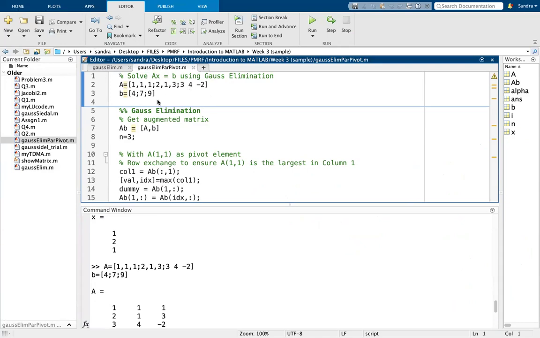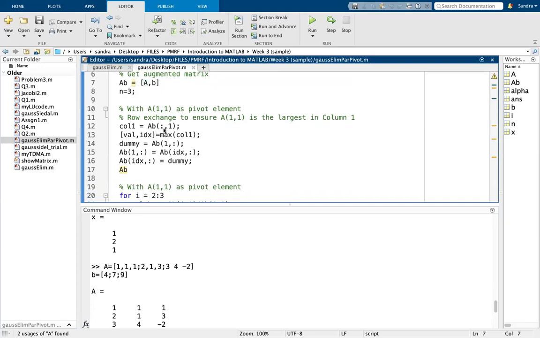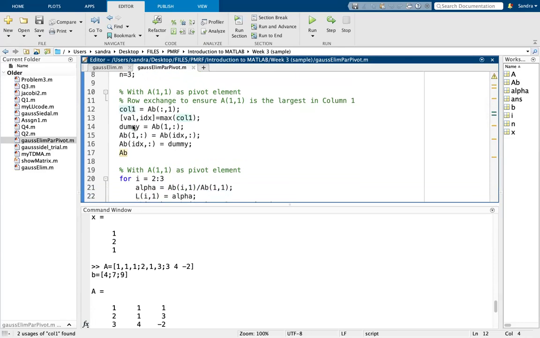So this code we have already seen. Okay, so this is A, B. We made the augmented matrix. Number of unknowns is 3. Now this is the partial pivoting part. Okay, you are exchanging rows. So for exchanging rows, rather than doing it visually, what you can do is just save the first column.